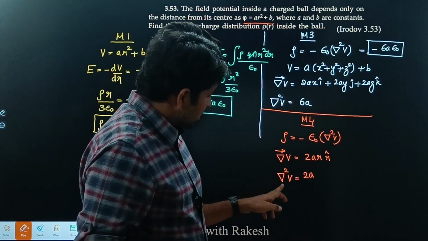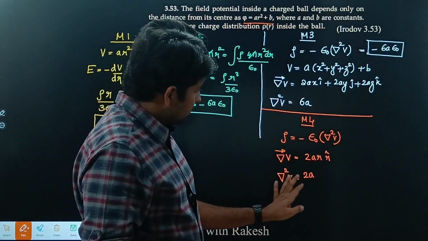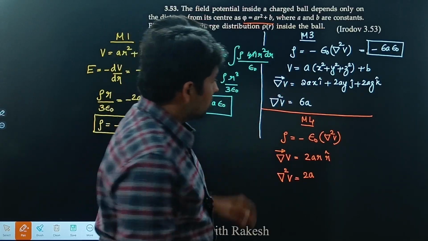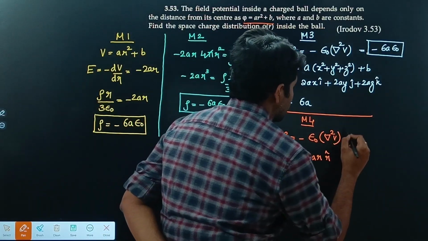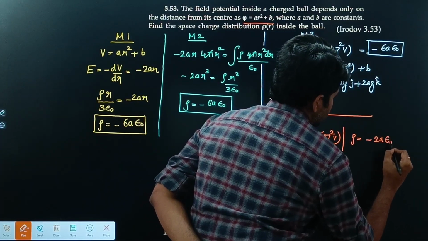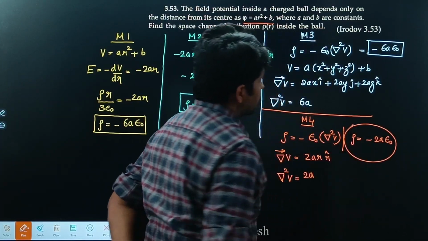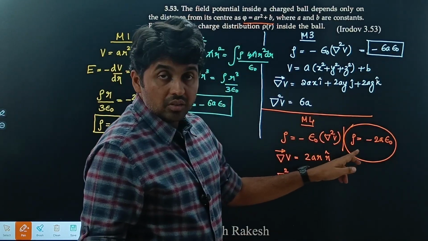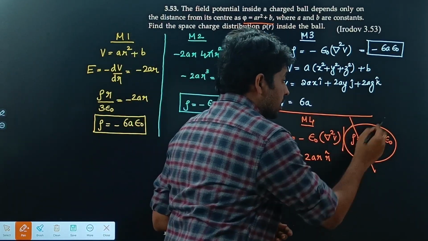There is no... this is a scalar, del square V is a scalar. Okay, so you just get 2A, and when you put this again here, what do you get? Rho, tell me. You put this here, you get rho equal to minus 2A epsilon. Okay, this answer you get. What is rho? Minus 6 epsilon naught. Here you are getting minus 2 epsilon naught, which is not the correct answer.